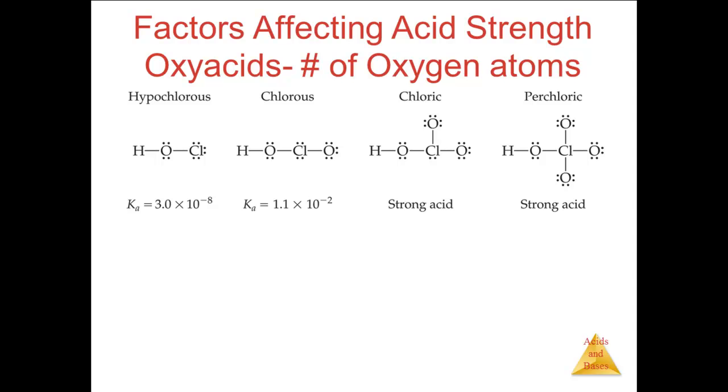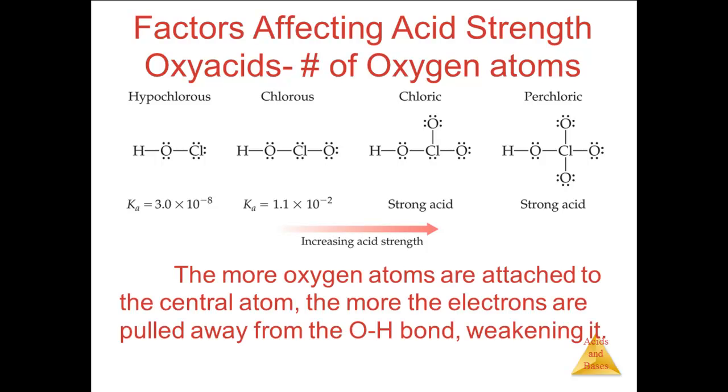Factors affecting acid strength, oxyacids, the number of oxygen atoms. For a series of oxyacids with the same central atom, like the series HClO, HClO2, HClO3, and HClO4 shown here, the more oxygen atoms that are attached to the central atom, the stronger the acid becomes. This is because the more oxygen atoms are attached to the central atom, the more the electrons are pulled away from the OH bond, and the weaker the OH bond becomes. So the stronger the acid is.